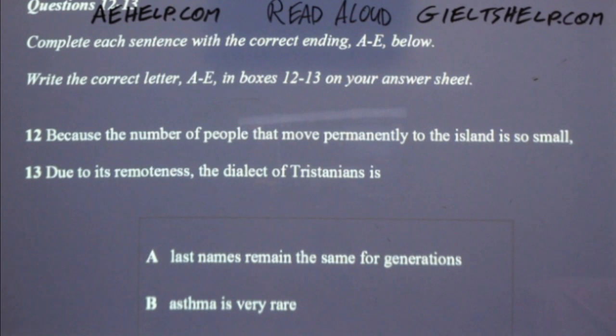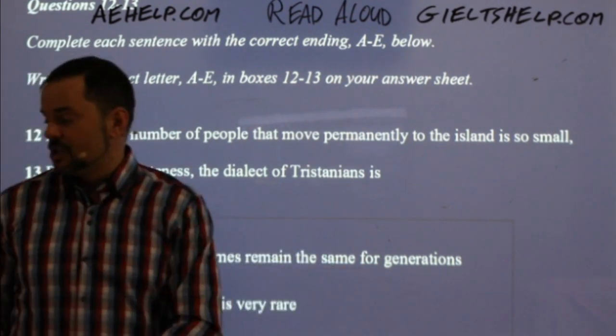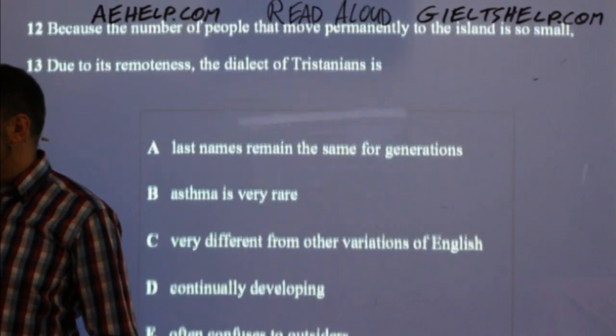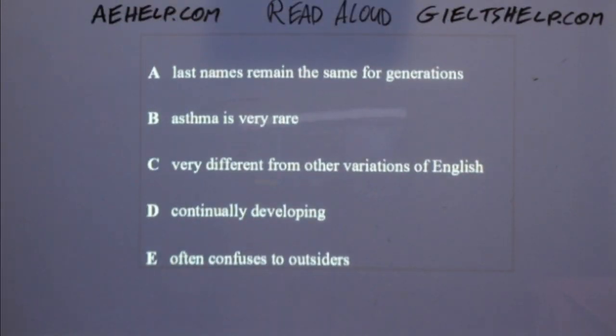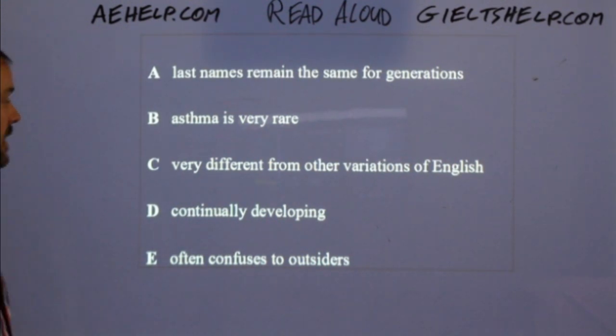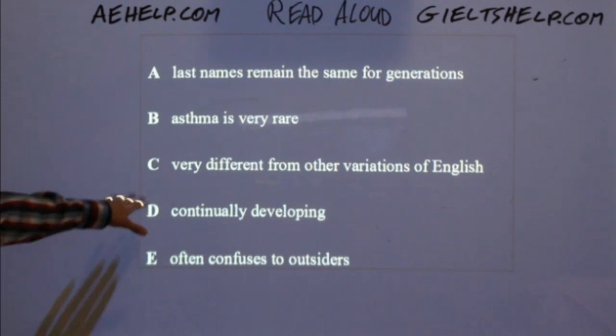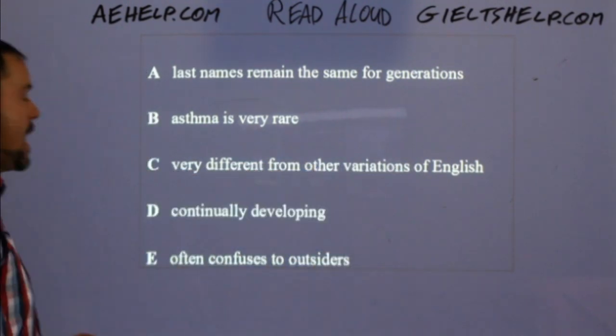As well, A, Roshni says the last names remain the same for generations. And that's correct, okay? Also, one that might not be here is that they have a unique dialect of English. This is not correct, very different from other versions of English because the grammar doesn't match.